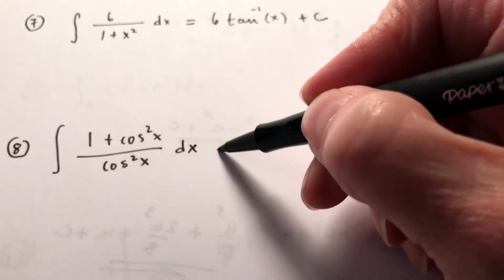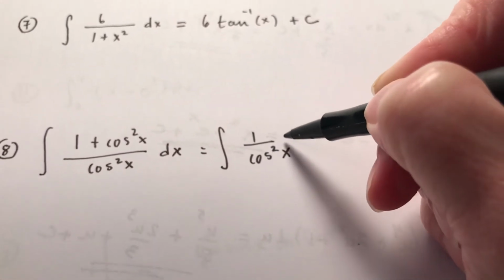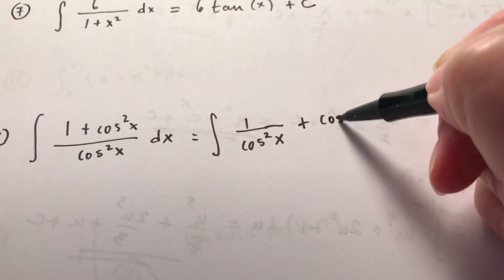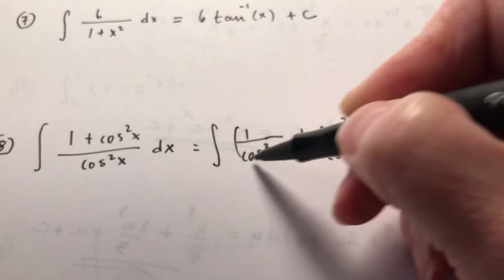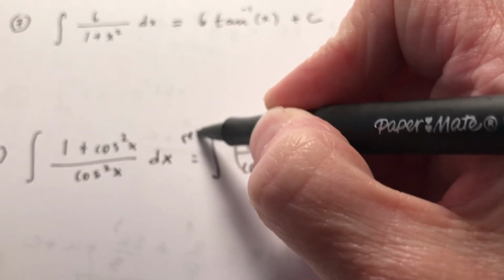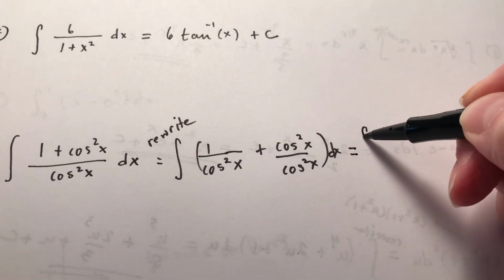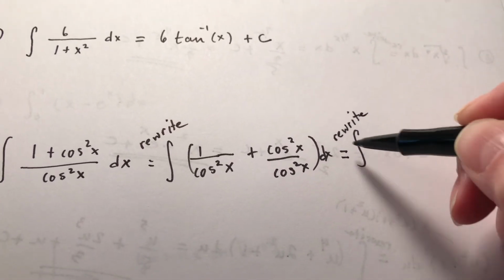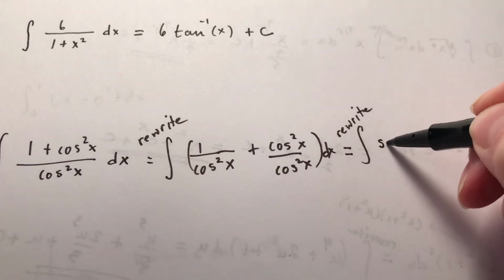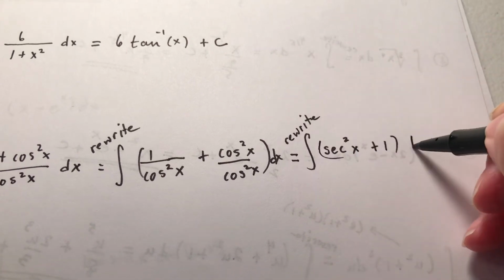This one can be rewritten. This is the integral of 1 over cosine squared x plus cosine squared x over cosine squared x. And notice this is just a rewrite, so I don't have to take away the integral, and you don't. It would be incorrect if you did. And I'm going to still rewrite. When I rewrite that, 1 over the cosine squared is secant squared x, and that's just plus 1 dx.